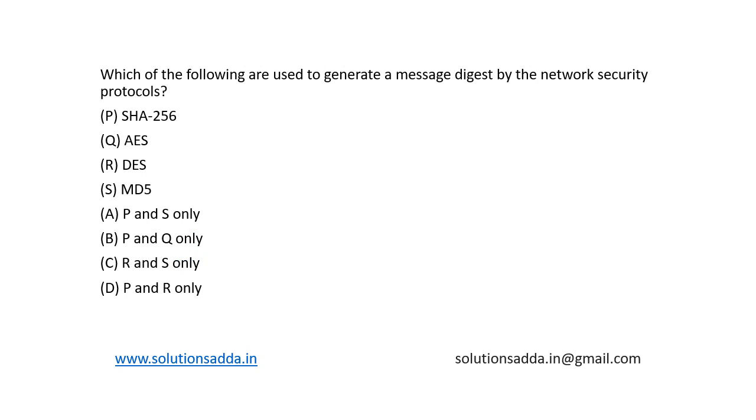This is a question from network security. Which of the following are used to generate a message digest by the network security protocols? Let's see each option. Option A, SHA-256. Yes, SHA-256 is a cryptographic hash function that can produce a 256-bit hash value. So SHA-256 produces 256-bit hash values, and this can be used to generate a message digest.